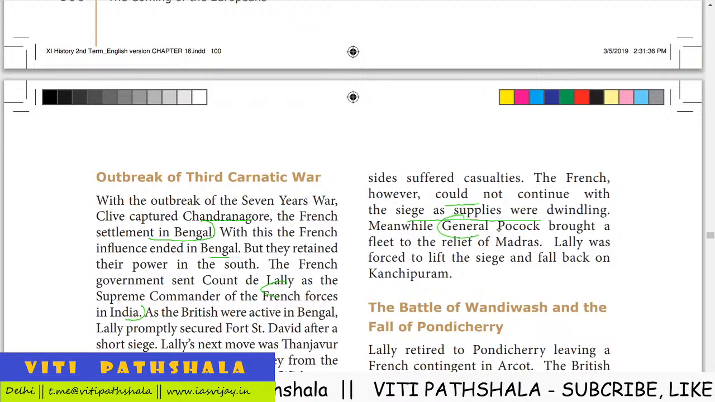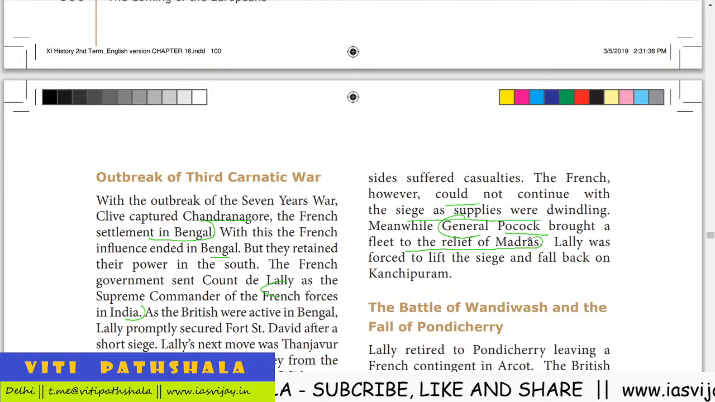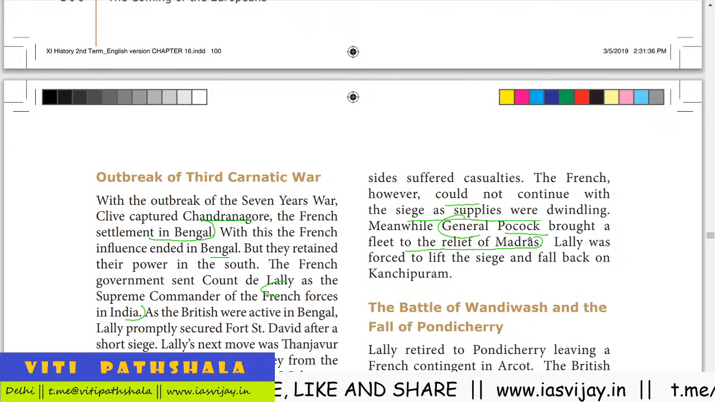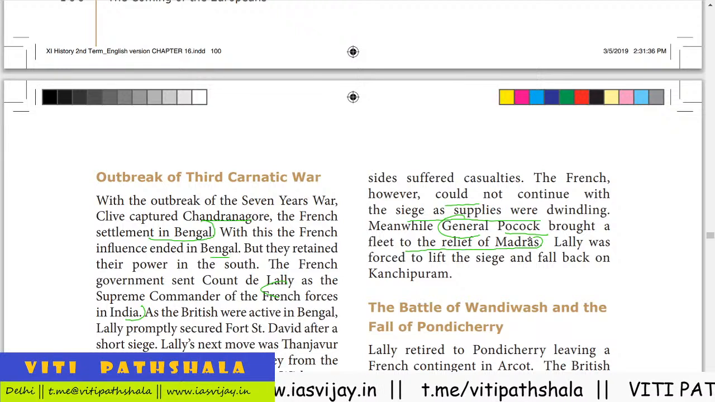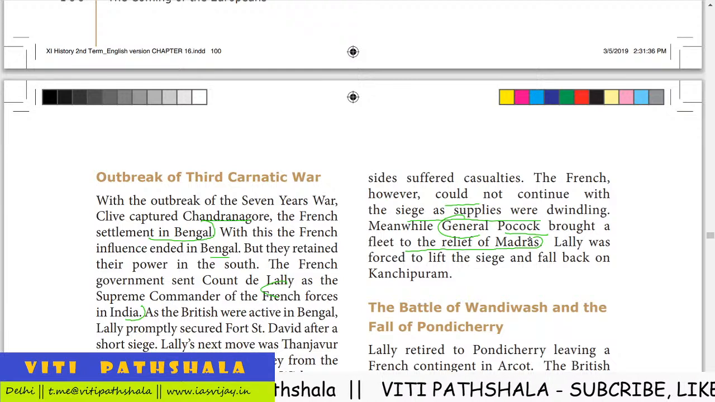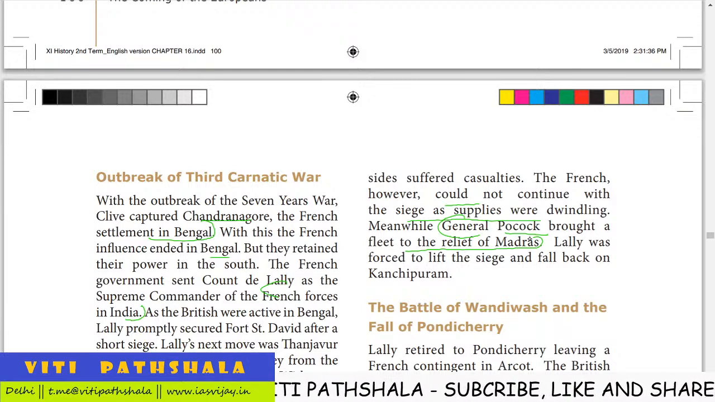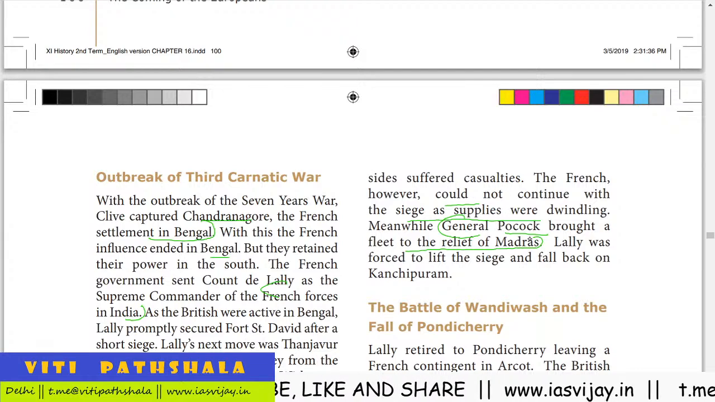Meanwhile, General Pocock brought the fleet to the relief of Madras. Lally was forced to lift the siege and fall back on Kanchipuram. So this is so much information that you do not require. Who was Lally, Pocock, so many names. You don't require these names.